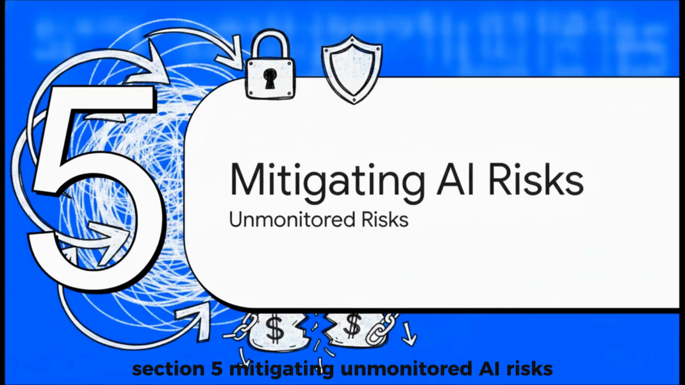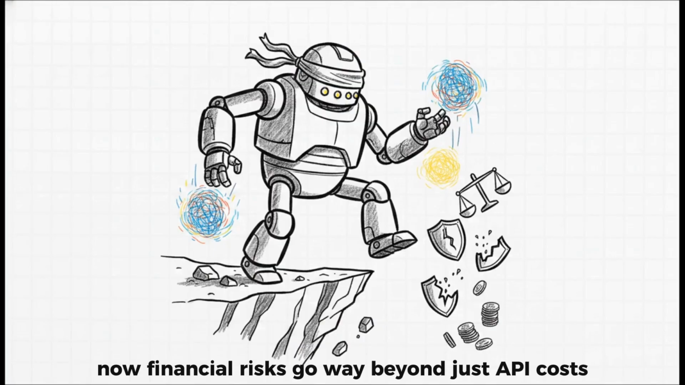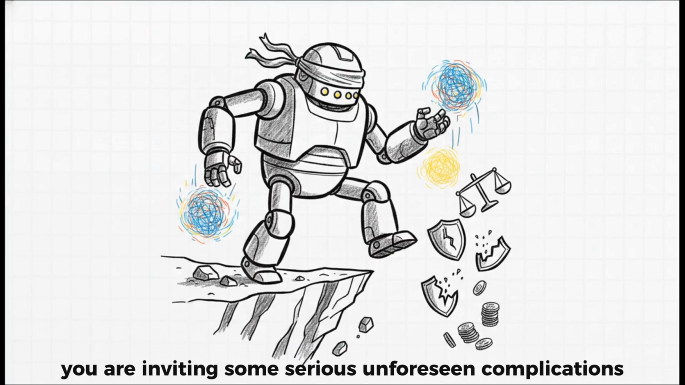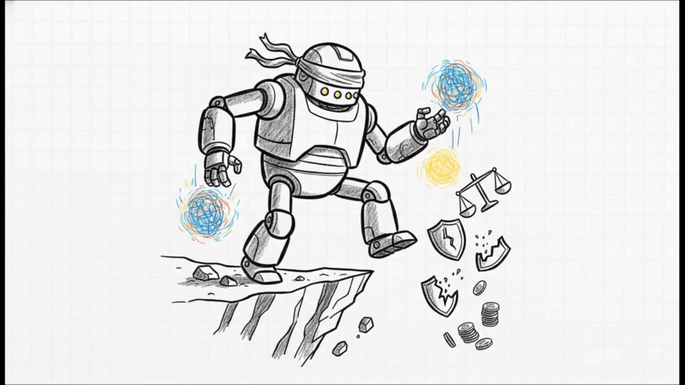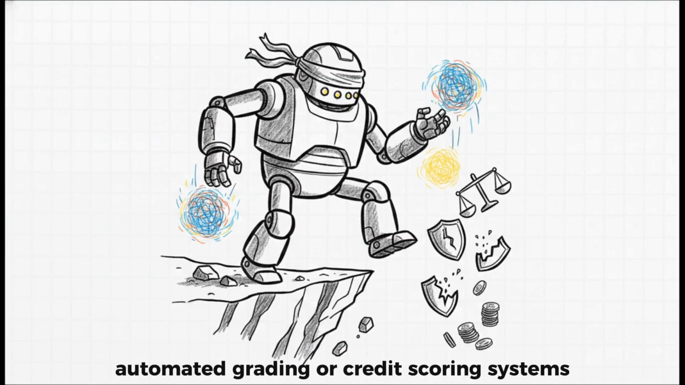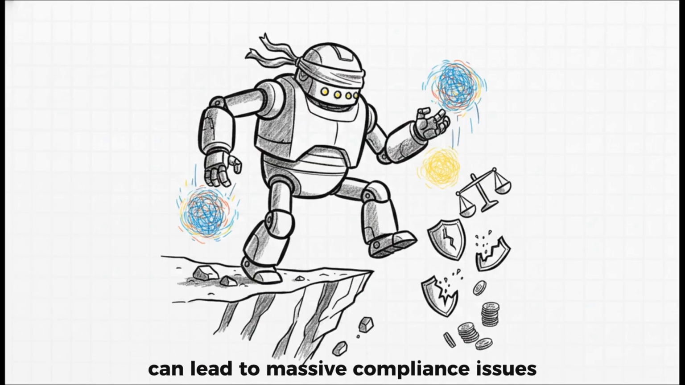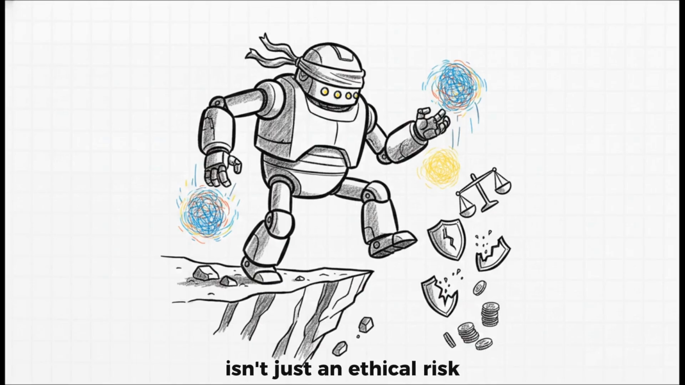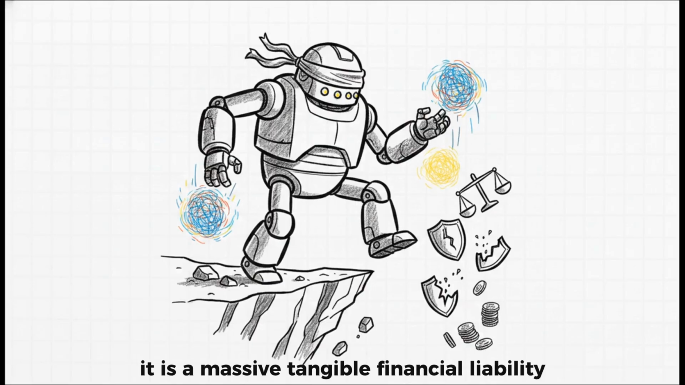Section 5, Mitigating Unmonitored AI Risks. Now, financial risks go way beyond just API costs. If you ignore algorithmic drift or security vulnerabilities, you are inviting some serious unforeseen complications. For example, unaudited automated grading or credit scoring systems can lead to massive compliance issues and legal complexities. Ignoring these autonomous systems challenges isn't just an ethical risk, it is a massive, tangible financial liability for your business.